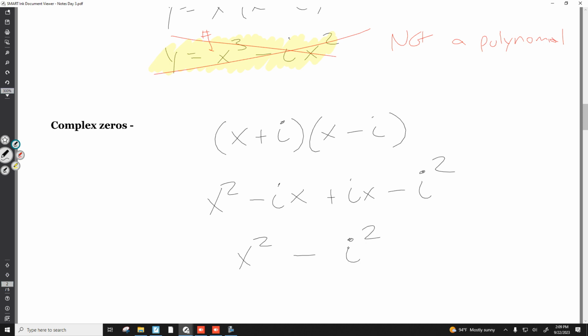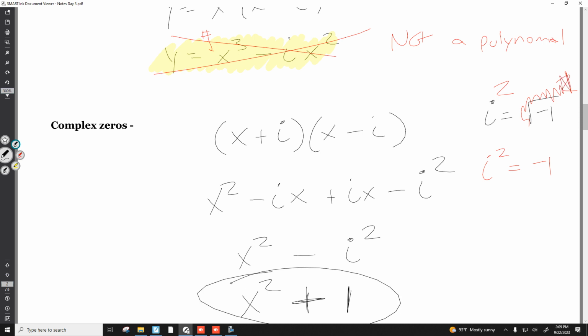Cool, we good? What is i? The square root of negative 1. What is i squared? I squared is the square root of negative 1 squared. The square and the square root will go away. I squared is negative 1. That means this is x squared minus negative 1. That's x squared plus 1.